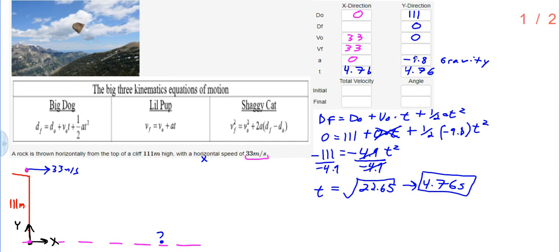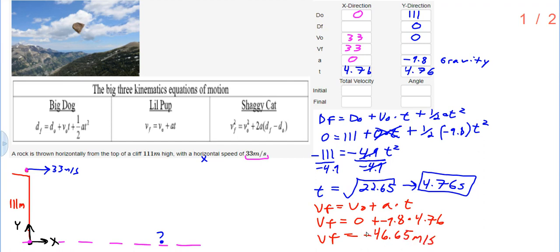Let's solve for the velocity final in the y direction first. To do that, we're just going to use a little puff. So we get Vf equals Vo plus A times t. I find out that Vf is equal to 0 plus negative 9.8 times 4.76. That gives me a Vf of negative 46.65 meters per second. Now I'm going to take this number and add it back up here to my table, 46.65.